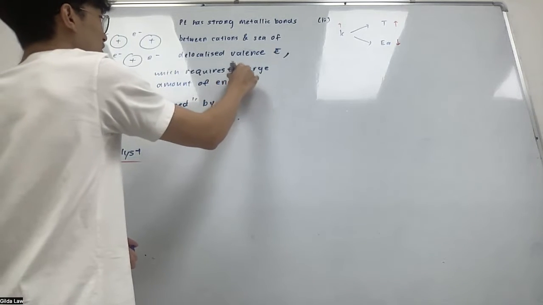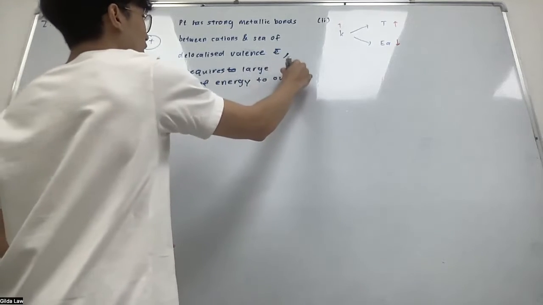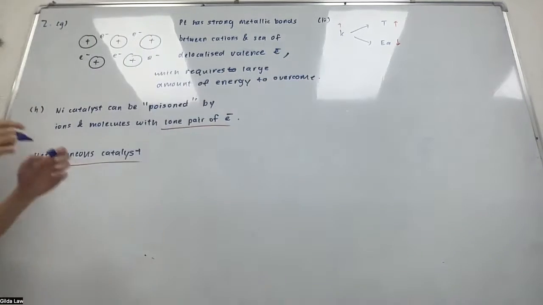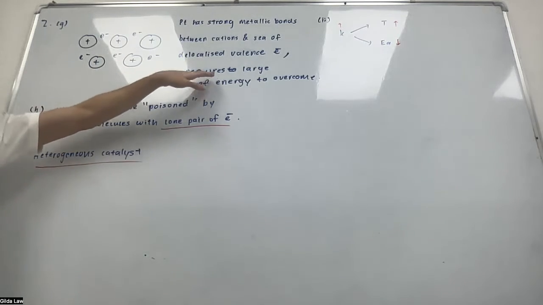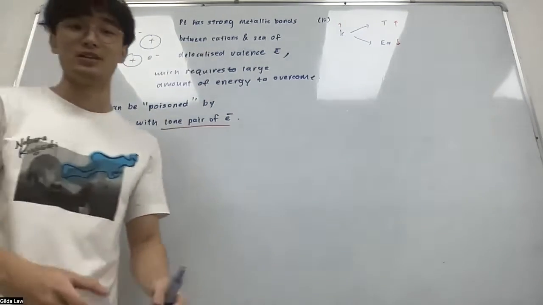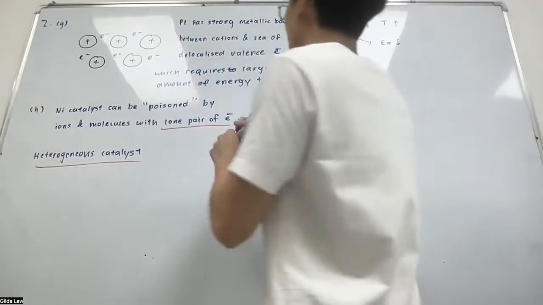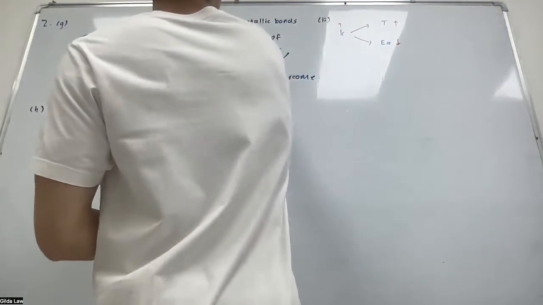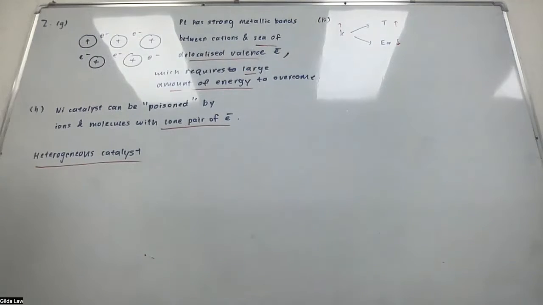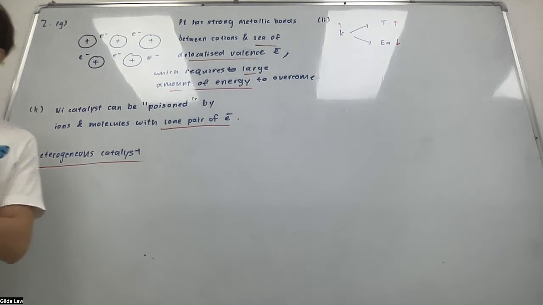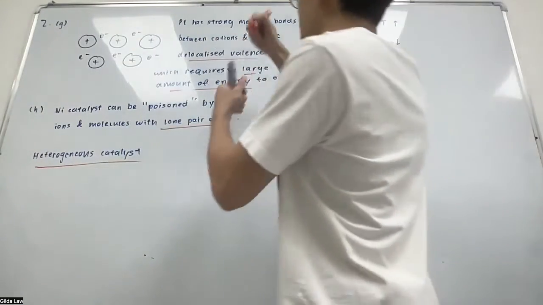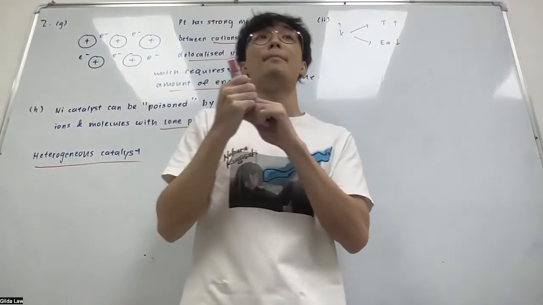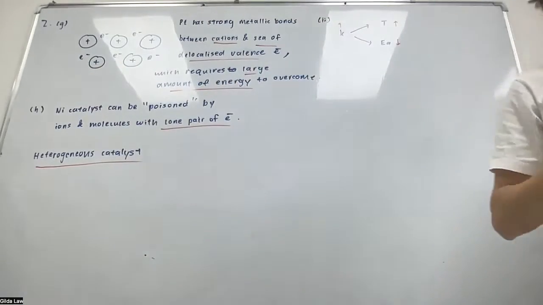You're repeating yourself with electrostatic forces. To avoid repeating yourself, just say comma, which requires large amounts of energy to overcome. I think that's a lot better, a lot more optimal. You must have the plus, because it's metal cations and a sea of delocalized valence electrons. Cations, so it cannot be the atoms. This one is quite important.